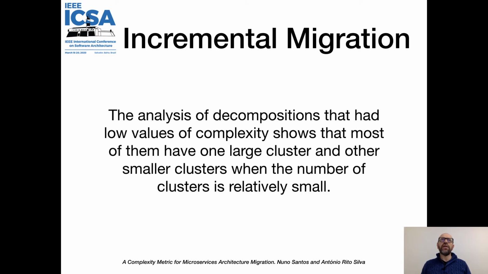A final analysis we have done was that when you analyze the compositions that have low levels of complexity, we observe that they have a large microservice and then smaller microservices. This large microservice is actually the old monolith that is now thinner. And this is consistent with what people from industry say, that the best way to decompose a monolith into microservices is to do it incrementally and try to find small microservices that you start decoupling from the monolith. So these results seem to be consistent with that approach.